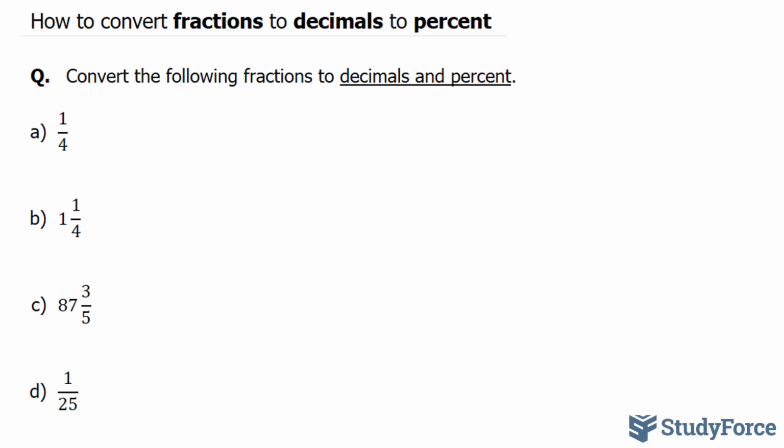Now you can use your calculator to find out what 1 over 4 is, but since it's such a common fraction, we know that it is equal to 0.25. That right there is the decimal version for this number.